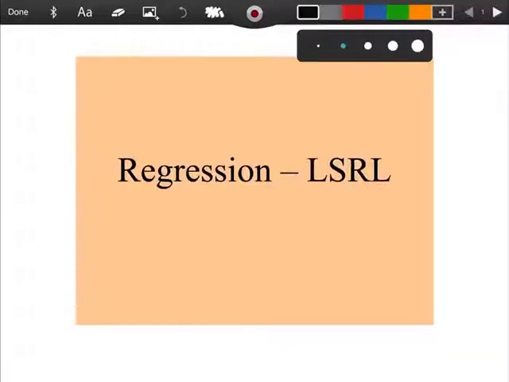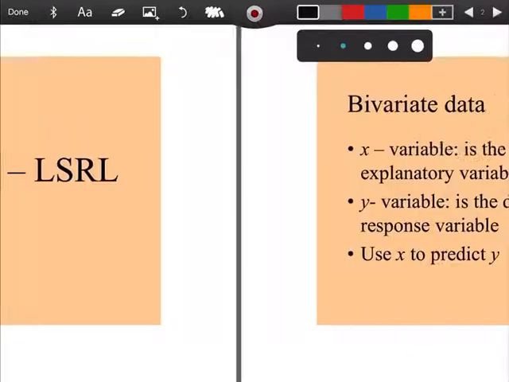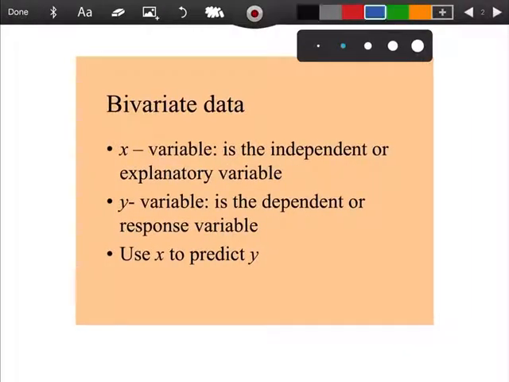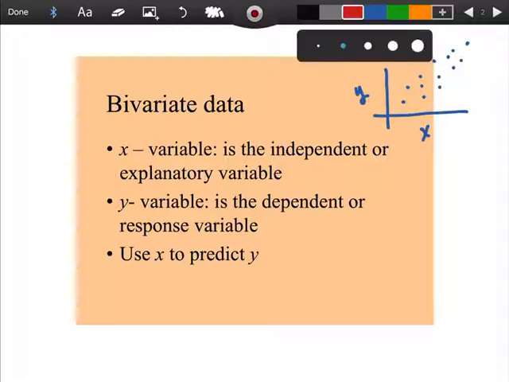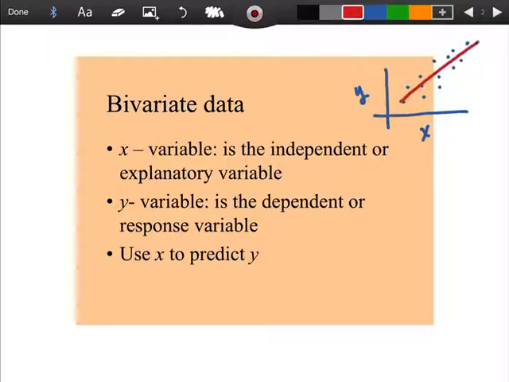Hey guys, today we're going to talk about regression, which is also known as calculating our line of best fit, or our LSRL, which is the least squares regression line. Remember, when we're taking a look at data that's bivariate, we looked at scatter plots last class and our correlation coefficient that measured the strength of that linear relationship.